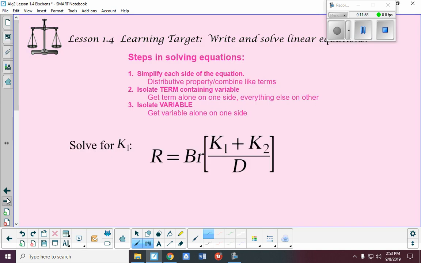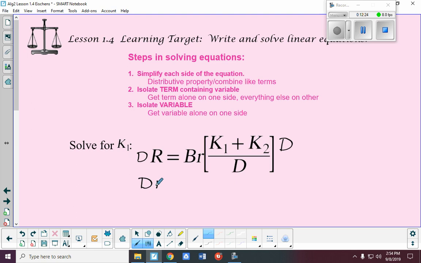All right, next one, we're solving literal equations here. So we have mostly just variables. So r is equal to capital BR times the quantity k sub 1 plus k sub 2 all over d. All right, so first of all, we're solving for k sub 1, which is here inside of this bracket. So let's multiply both sides by d to get rid of the fraction.